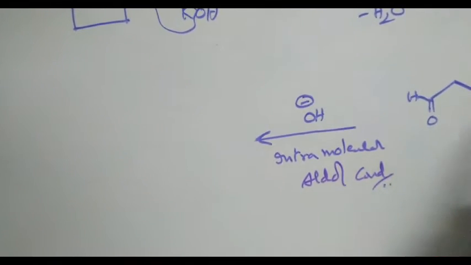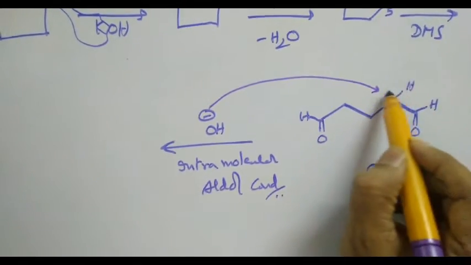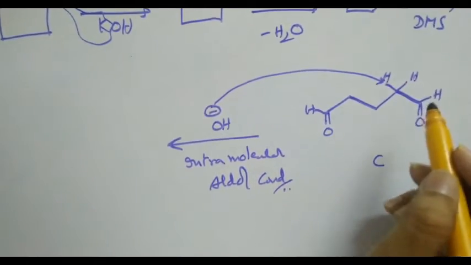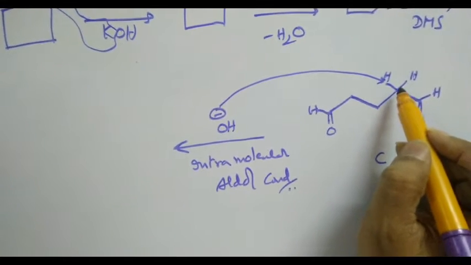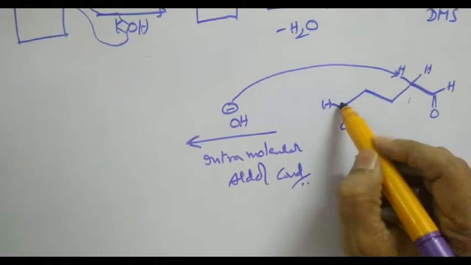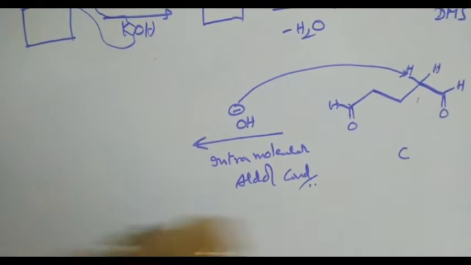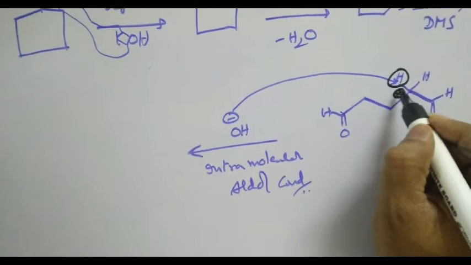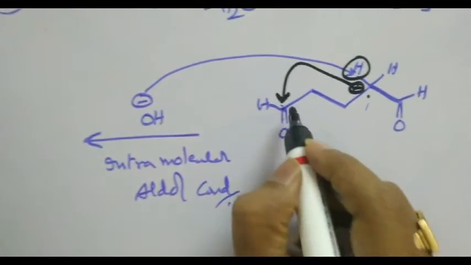Aldol condensation. So it will be attacking an alpha proton here. We have 2 protons on this particular carbon, so it will be attacking a proton. Therefore I am going to generate a carbanion here. This carbanion generated will be attacking this particular group, the carbonyl group. So let me write. After the removal of this particular proton, a carbanion is generated here. This carbanion will be attacking this particular carbonyl carbon.